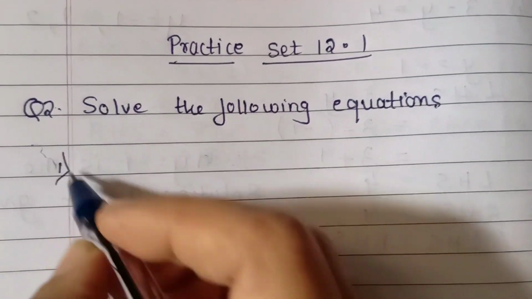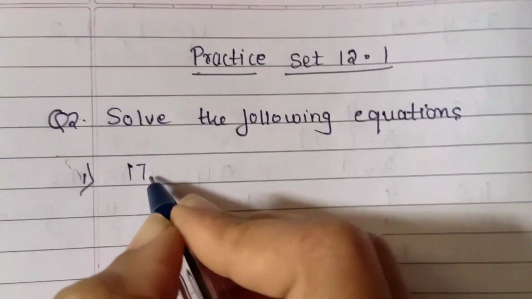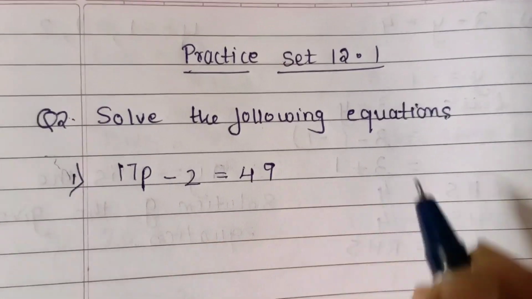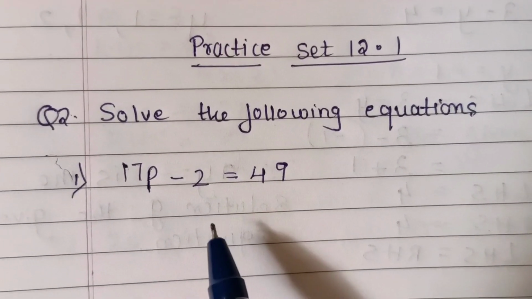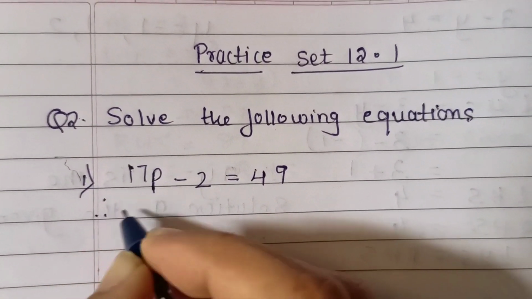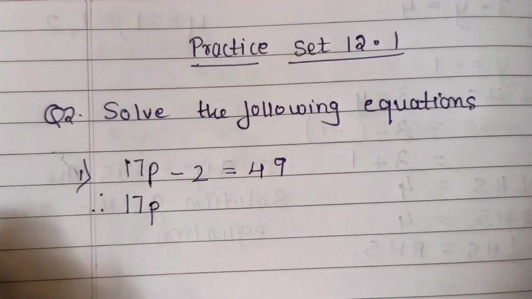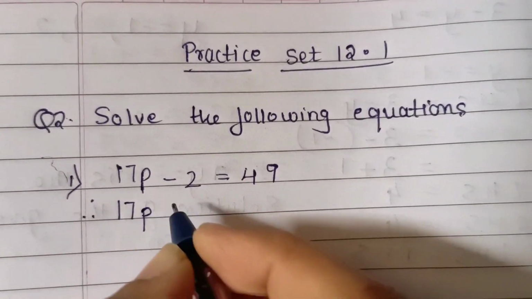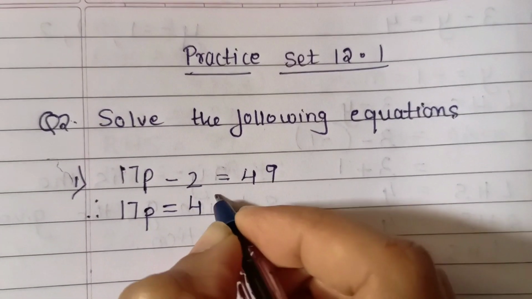So the first one is 17p minus 2 is equal to 49. Now, in order to solve these kind of equations, linear equations, first let us write down, we will bring the variable towards one side and all the numbers towards one side. So, 17p will remain as it is over here on this side. 49 will remain as it is on the right hand side.